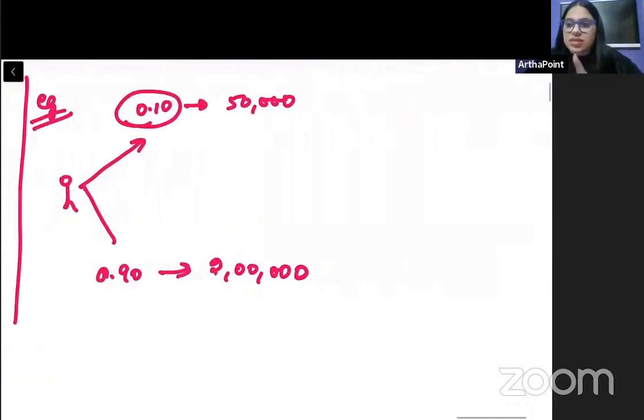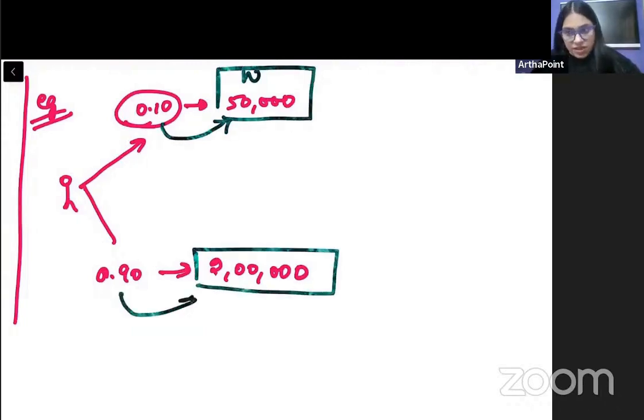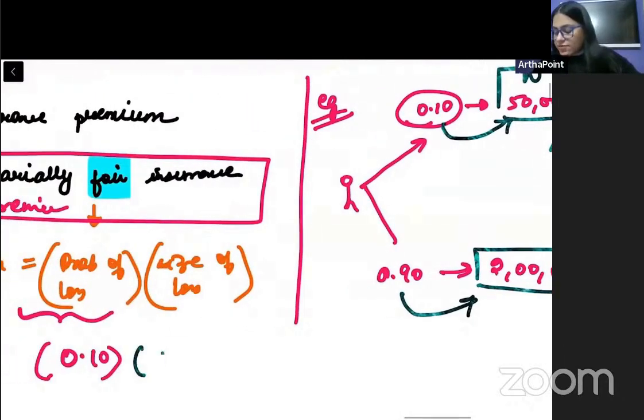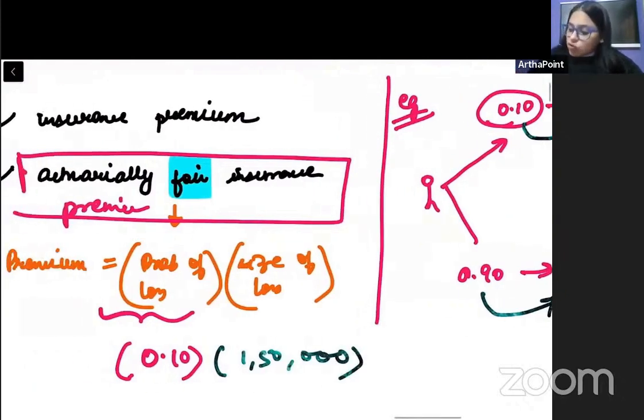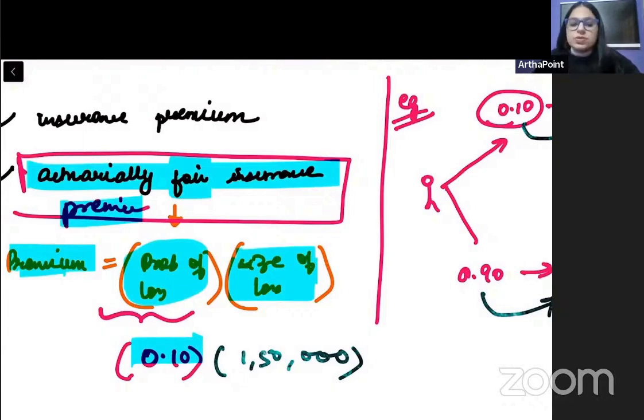So how much is my loss? My wealth is 50,000 when I fell ill. My wealth is 2 lakh when I am fine. So I am losing 1,50,000 when I am ill, when I am sick. So my size of loss is 1,50,000. When you multiply the size of loss with the probability of loss, that will give you the actuarially fair insurance premium.